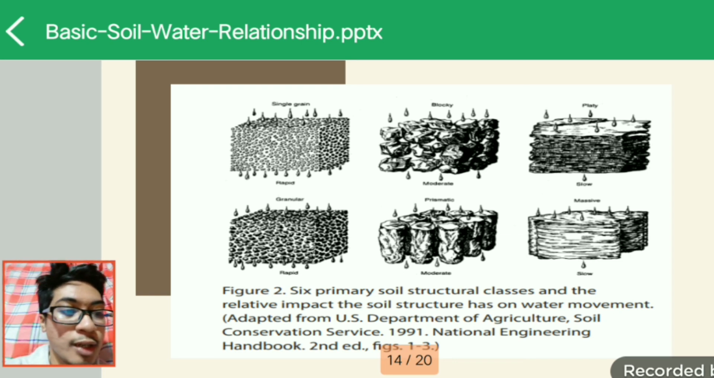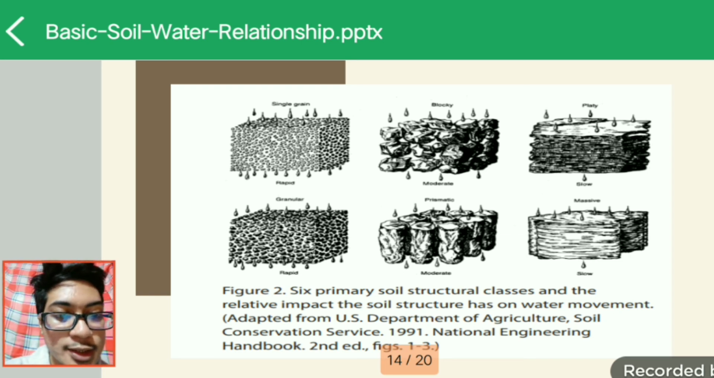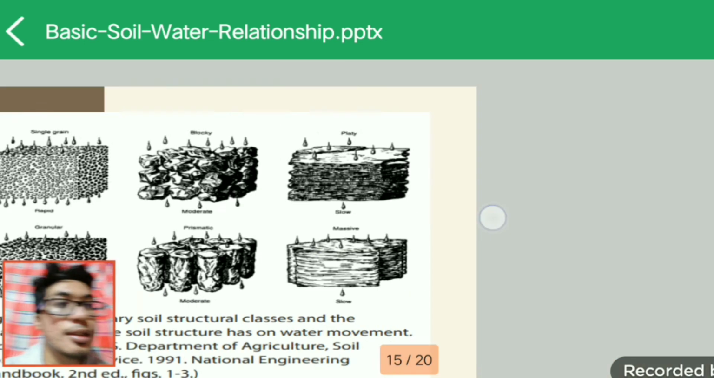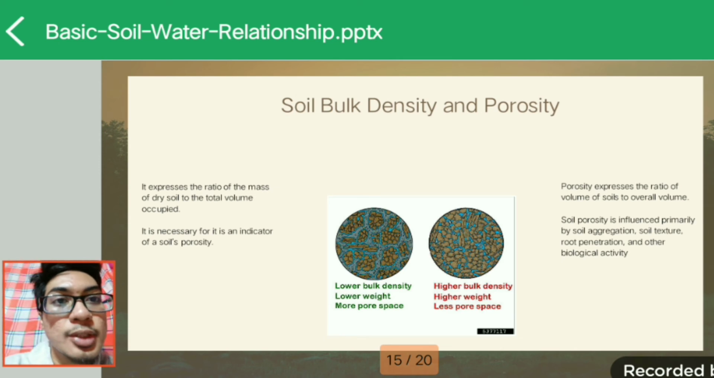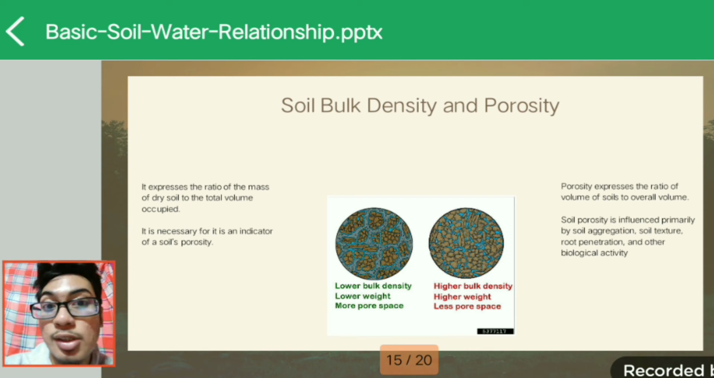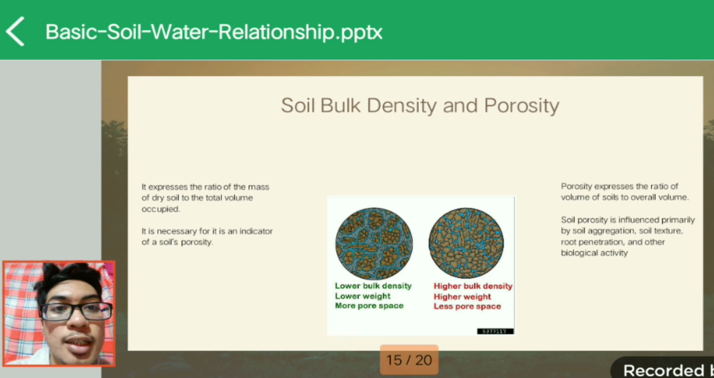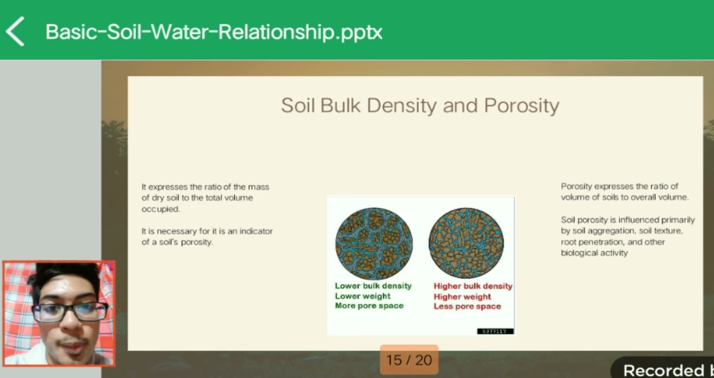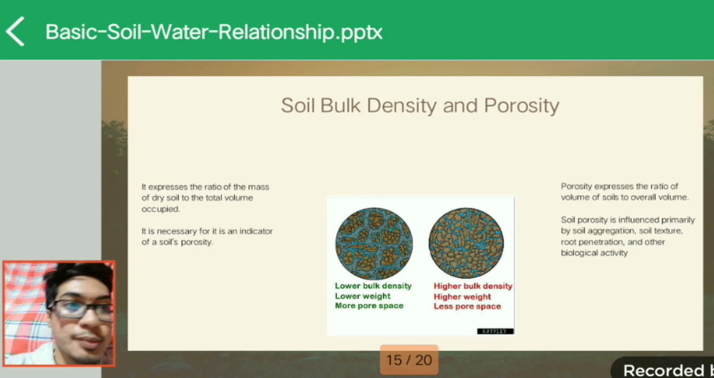Soil can hold and conduct water and gases and is also able to support load-bearing activities such as field traffic. So we have here soil bulk density and porosity. Bulk density expresses the ratio of the mass of dry soil to the volume occupied by it. It is necessary because it is an indicator of the soil's porosity, so they're somewhat connected. And again, porosity is just the ratio of the volume of voids to the total volume.